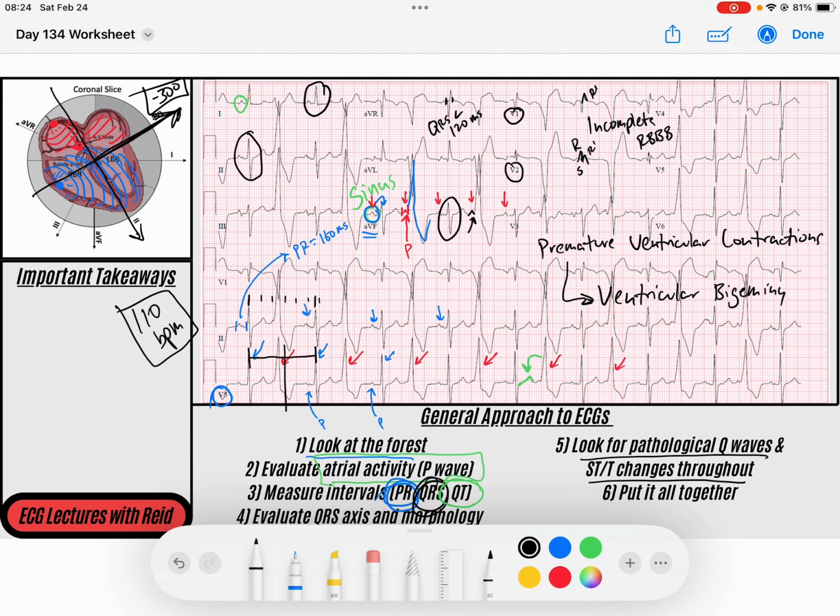And so what do we call this rhythm? Well, we've got a sinus rhythm. Actually, we've got a sinus tachycardia at a rate of roughly 110 beats per minute. We have an incomplete right bundle branch block. We have a left axis shift at negative 30 degrees. And we have premature ventricular contractions that are occurring in a pattern of ventricular bigeminy.